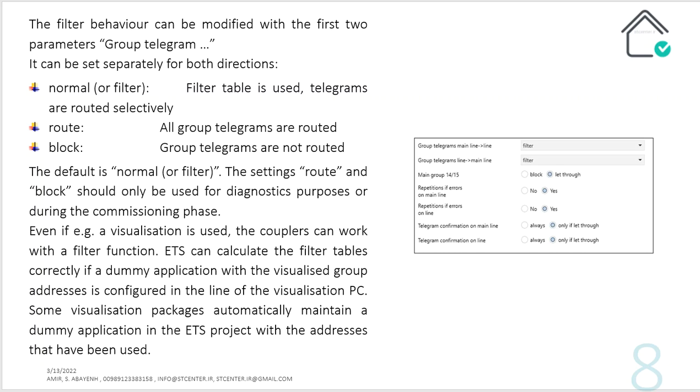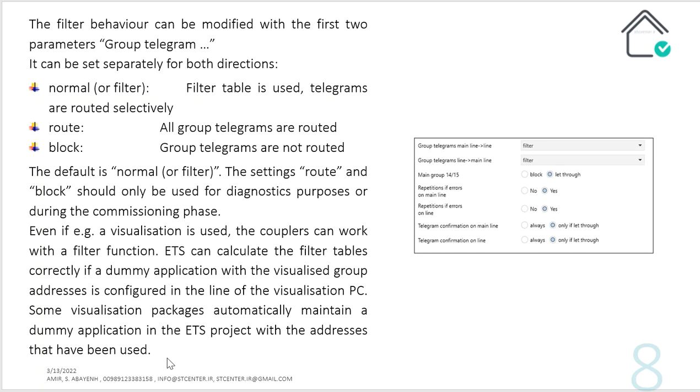Another important thing mentioned in the book is when you use the filter, for example, from the line to the main line, and you put your visualization in the main line. There is no transmitting of the data from your line to the main line, because most of the time the visualization does not have the ETS settings, ETS parameters and ETS objects. So in this situation, there are two solutions for that.